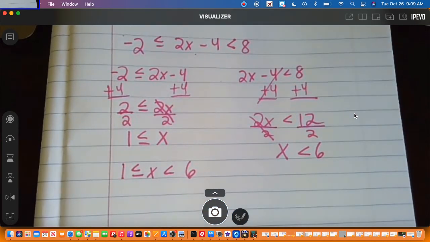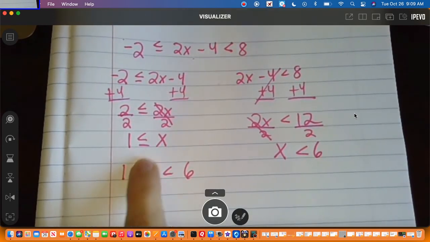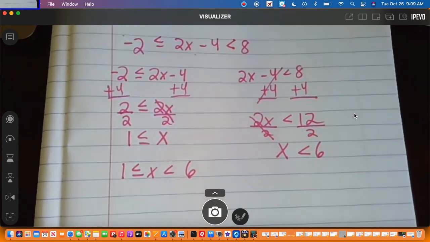Don't they both have to go the same way when it's like that? Yes, they have to both point to the left. And I put the equal to with the 1, right? I just brought that down. Okay, Aston?